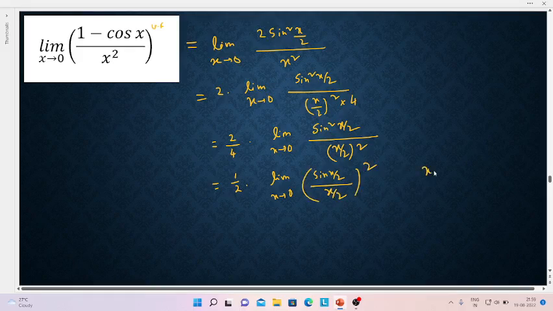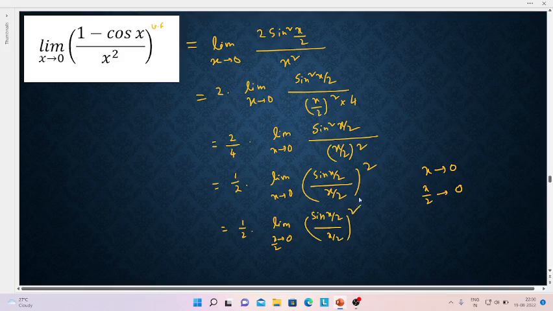So can you please tell me, as x tends to 0, what will be the value of x by 2? I mean x by 2 will be tending to what value? It should be tending to 0, because x tending to 0 means x is almost equal to 0. Since x is almost equal to 0, then x by 2 should be almost equal to 0, right. If x tends to 0, then x by 2 tends to 0. So that can be written as limit x by 2 tending to 0, and we have sin x by 2 upon x by 2, that part whole square, right.